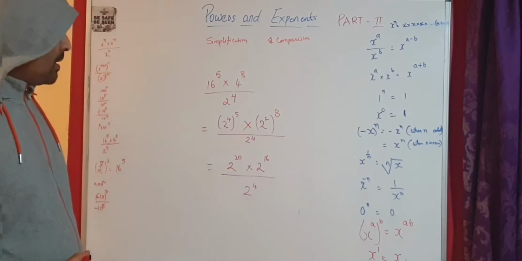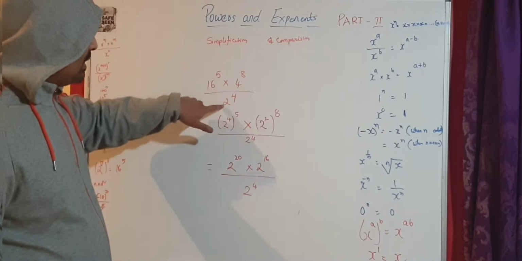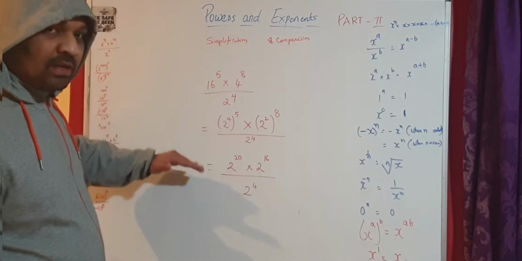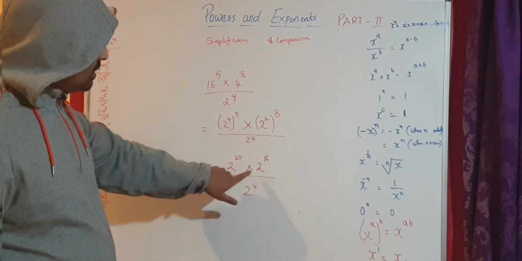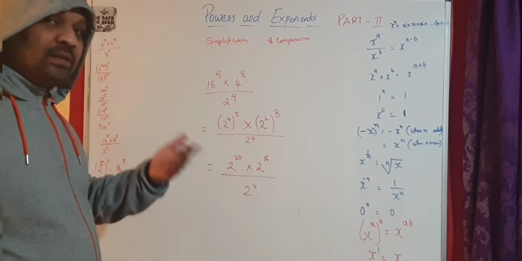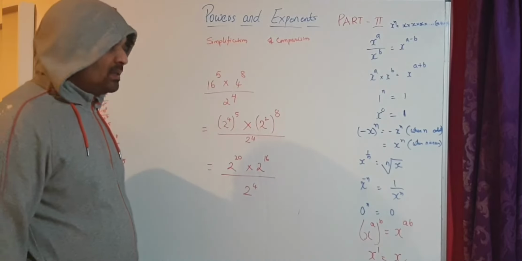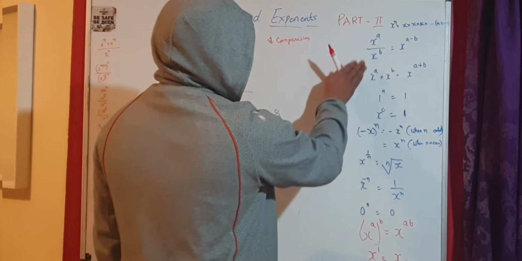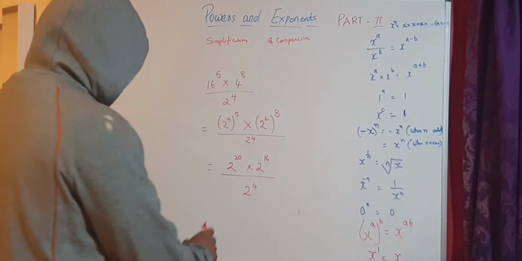See, here we have a base of 16, we have a base of 4, we have a base of 2. From this step we came to this step, and from this step we came to this step. And if you notice closely, for all these 3 numbers we have this common base, that is 2. Now it's easier to simplify. Whenever you bring the numbers into a common base, the multiplication part is easy and the division part is easy, because these are the 2 formulas that you can easily apply. Here this is a division, here this is a multiplication.